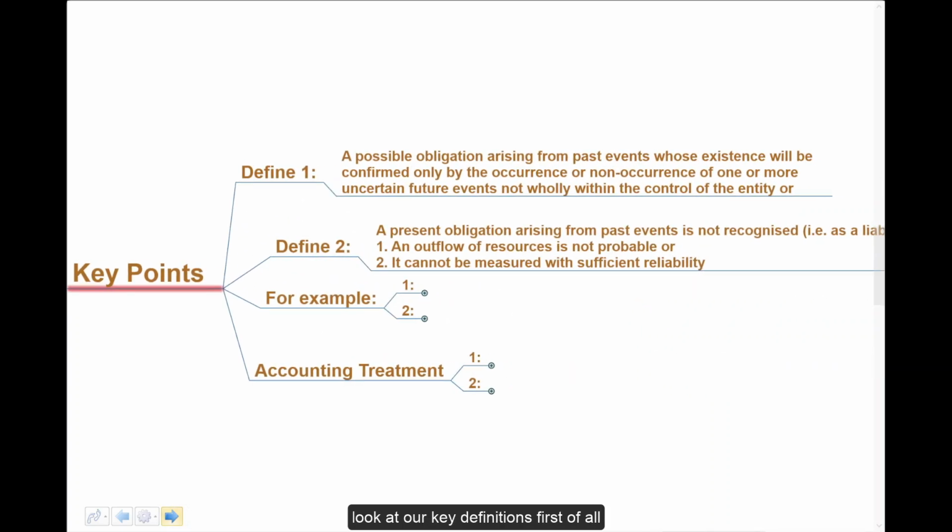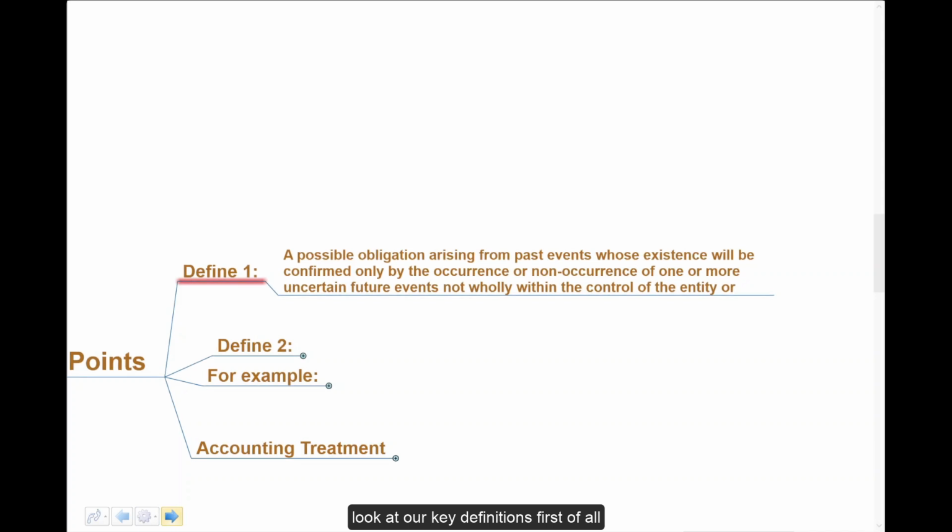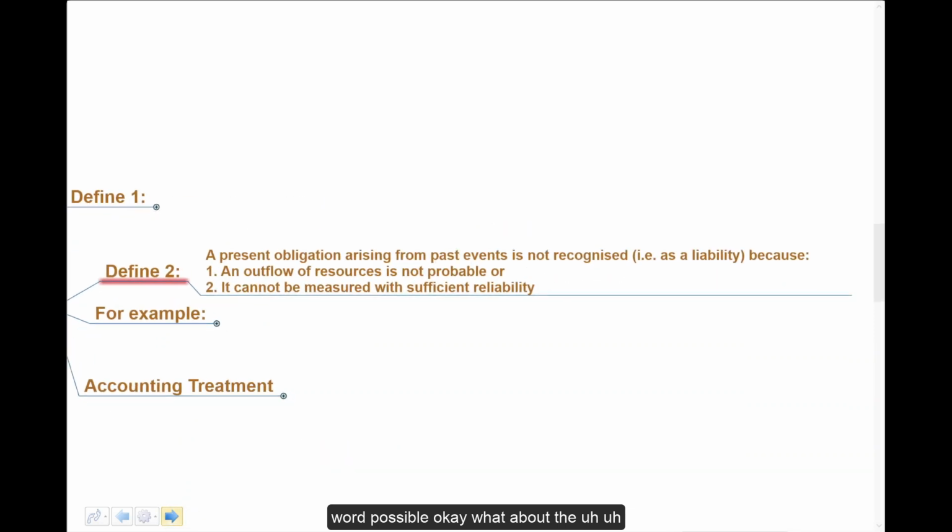Let's look at our key definitions. First of all, it's a possible obligation, note possible, arising from past events whose existence will be confirmed only by the occurrence or non-occurrence of one or more uncertain future events not wholly within the control of the entity. Okay, so there's our first possibility. Notice the word possible. Okay, what about the other side?